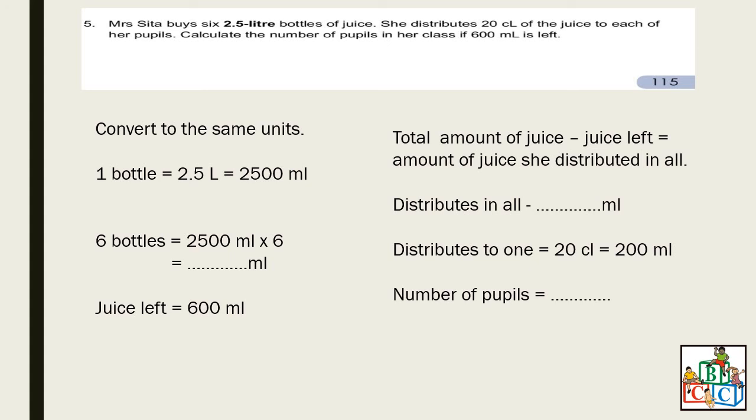20 centiliters is equal to 200 milliliters. For the working, you should do the calculation: the amount of juice divided by 200 ml. Then you're going to see how many pupils are there in her class. You're going to get the answer. Okay, children, try to do this question. We will see this question again when school resumes, but you're going to try and do this question.